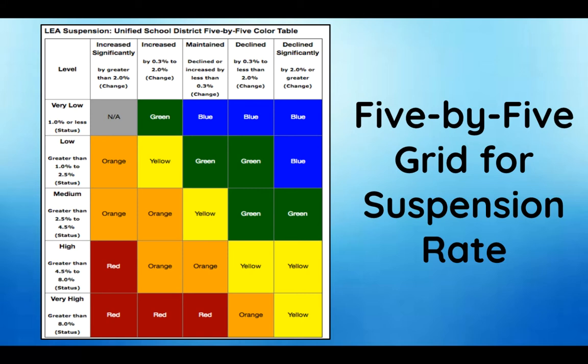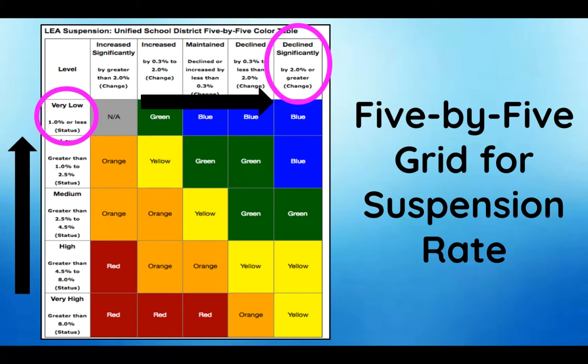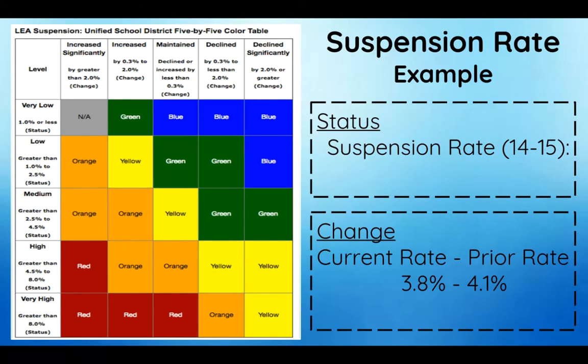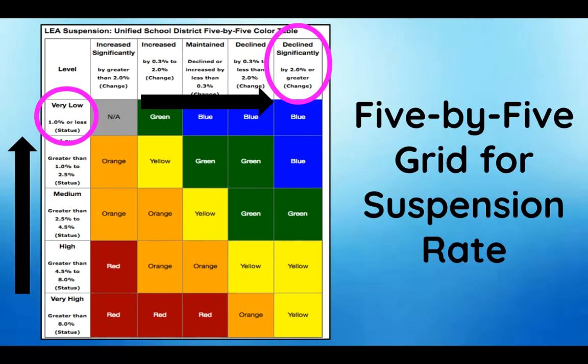When analyzing the 5x5 grids, the desired outcome or goal may change based on the indicator being measured. For example, here is a 5x5 grid for suspensions in a unified school district. The goal for the suspension rate is to have a low rate for status and a decline in rate for change. Notice how a district would be in the blue area if they currently had a status of very low or low rate of suspensions, as well as the number of suspensions has declined or significantly declined over time.